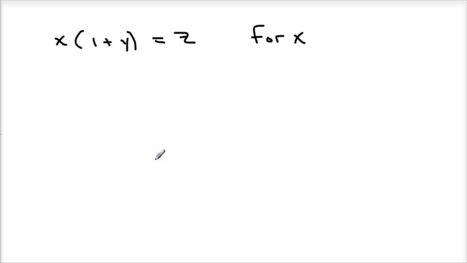Here's another one. X times the quantity of 1 plus y equals z, and you're solving for x. I want to just solve for x. So if this was 3x equals z, how would you solve for x here? Divide by 3. Divide by 3, excellent.